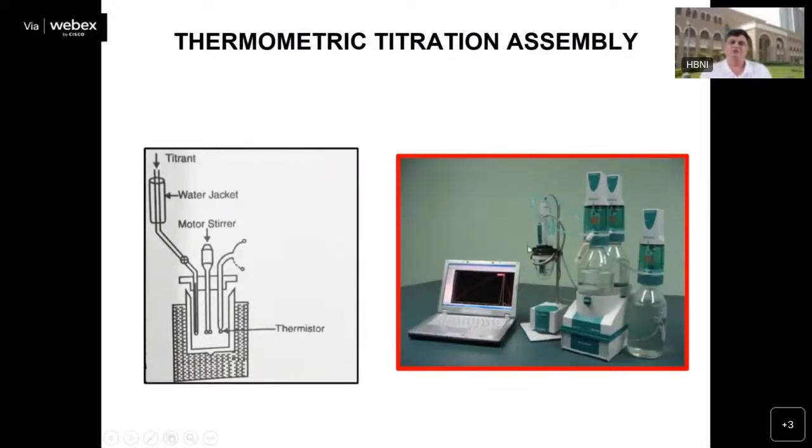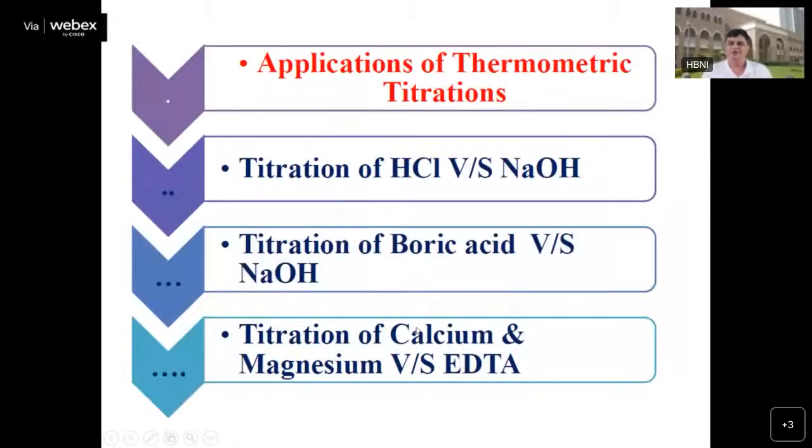This is a conventional one. Now the modern instrumentation, from Metrohm, is used for thermometric titrations. Various titrations can be done, such as HCl versus NaOH, boric acid versus NaOH, and the titration of calcium and magnesium versus EDTA. This means the concentration of HCl and boric acid, or calcium and magnesium, can be determined using either NaOH or EDTA by thermometric titration.